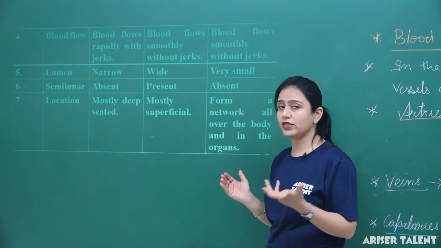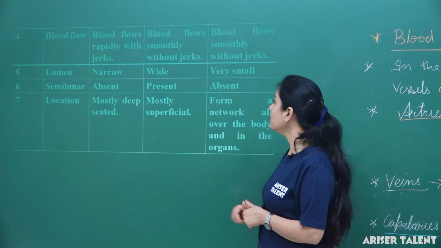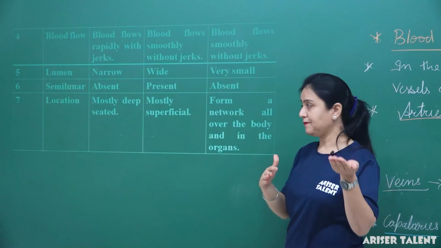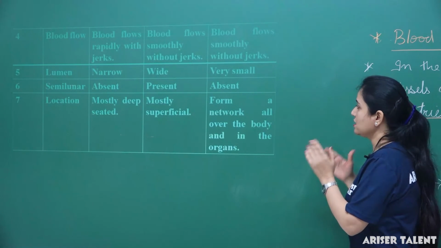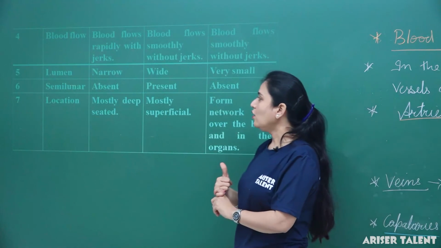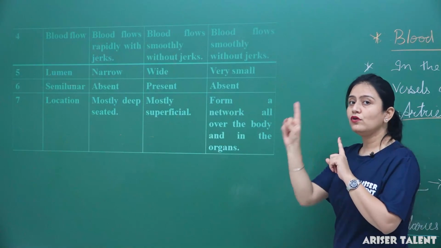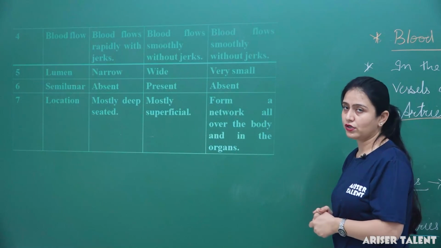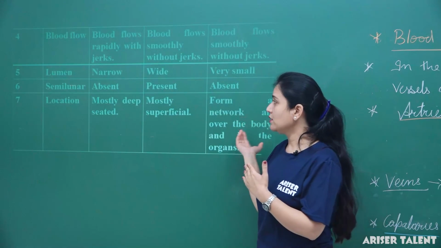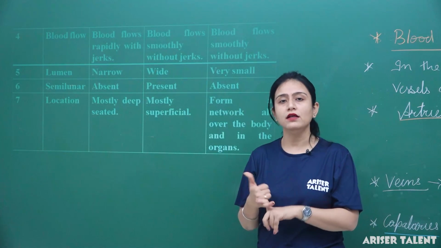Location. If we talk about the location of these blood vessels, then arteries are mostly deep seated. This I will explain when I explain about the structure of heart. If we talk about the veins, then these veins are mostly superficial, and capillaries form a network all over the body and in the organs. So these were the main differences between the three blood vessels, which were arteries, veins and capillaries.